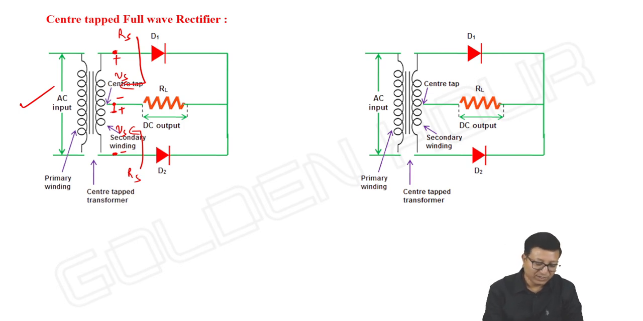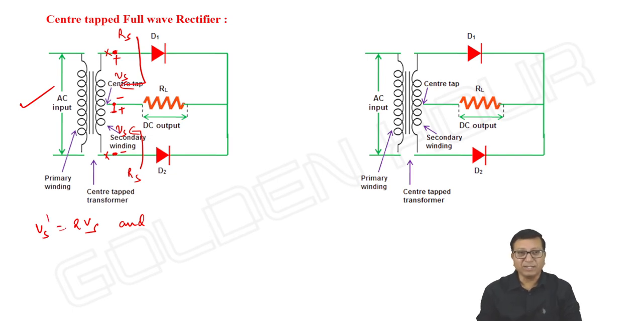So from one end to the other end of the secondary winding, the total voltage will be 2Vs, which I can write as Vs dash. And the total resistance between the two ends of the secondary winding is Rs dash equal to 2Rs. Please do observe this.